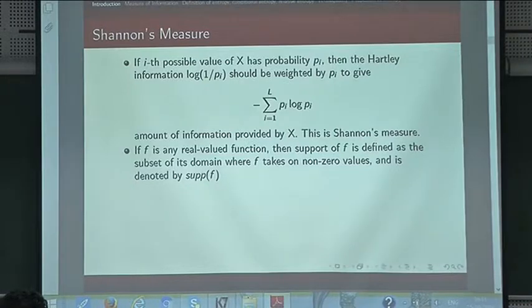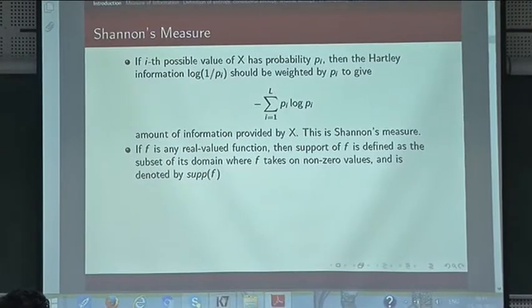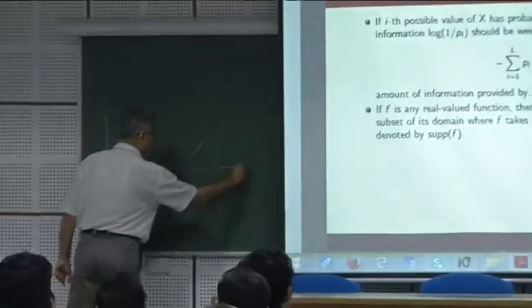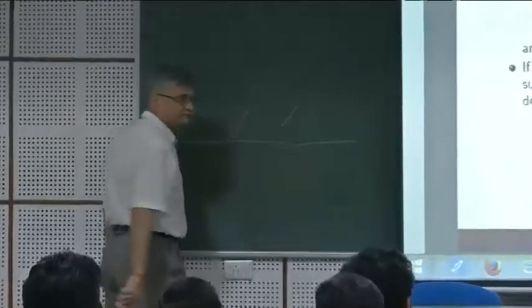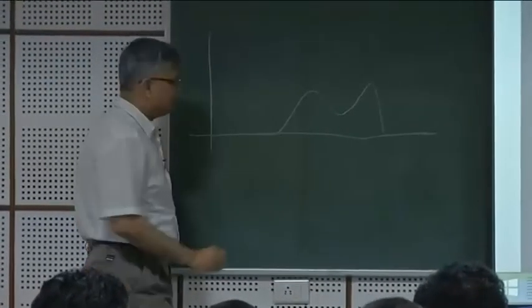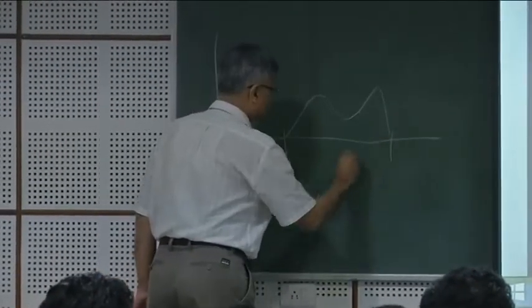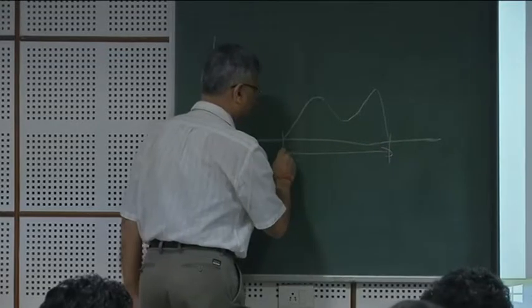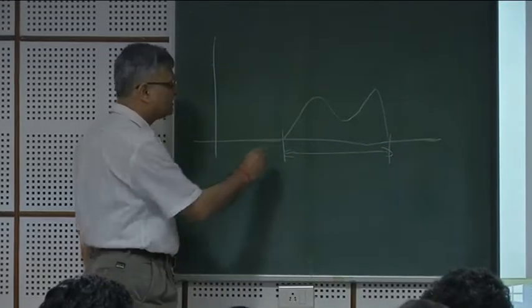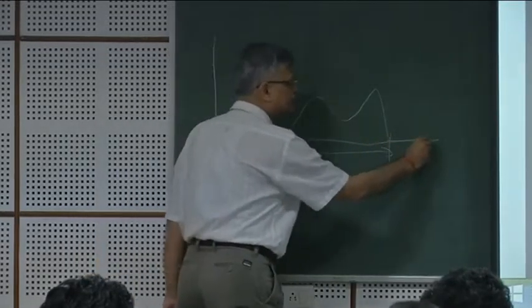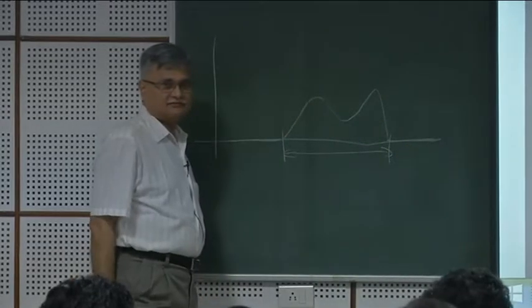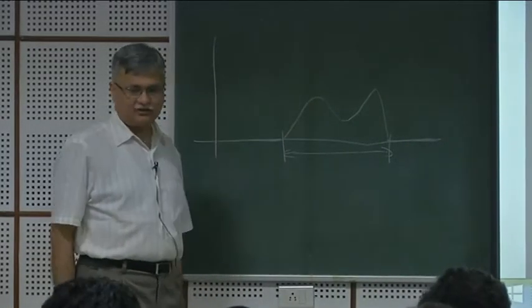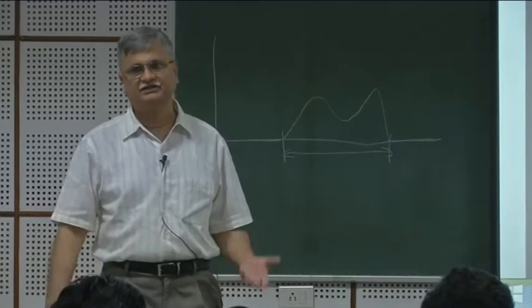So, what we are saying is that suppose I have a function, and this function is like this. Then this is the support of the function, because it is non-zero only here. This is not the support of the function. That part of the domain in which the function is non-zero.